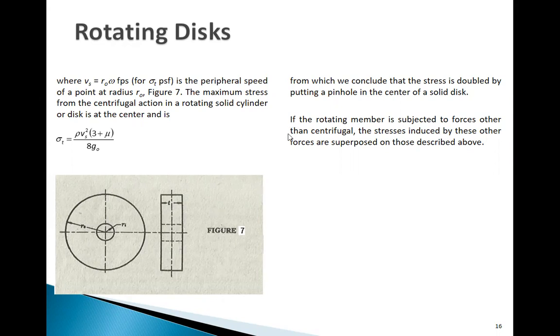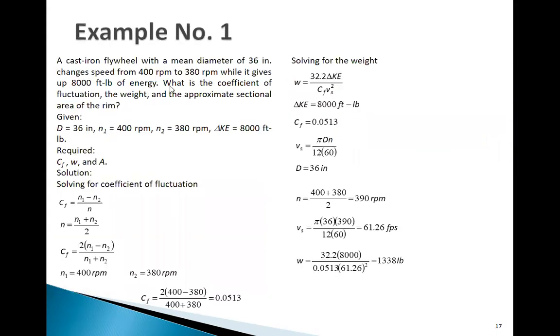Now, if the rotating member is subject to forces other than centrifugal, the stresses induced by these other forces are superposed on those described above. Example number one: a cast iron flywheel with a mean diameter of 36 inches changes from 400 RPM to 380 RPM while it gives up 800,000 foot-pounds of energy. What is the coefficient of fluctuation, the weight, and the approximate cross-sectional area of the rim?